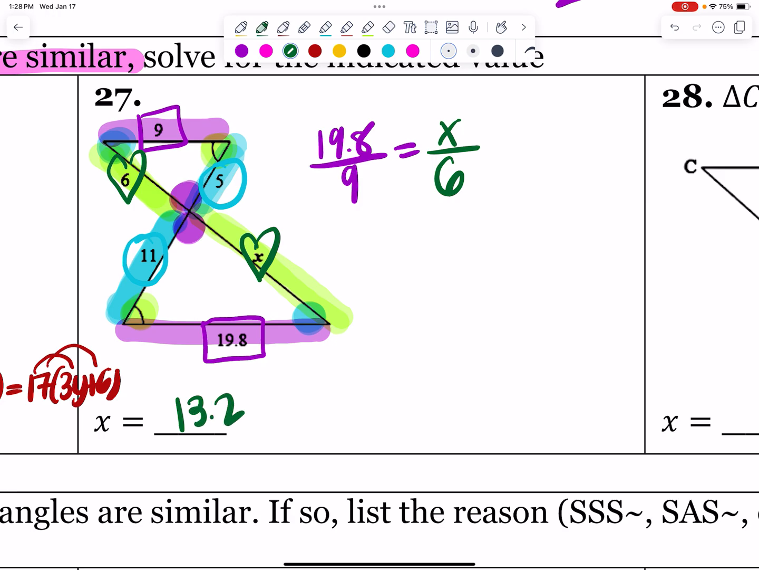13.2. You would get the same thing had you worked with 11/5 instead. So whenever you cross multiply, again, come see me if you need help with that, but that's 19.8 times 6 and then divided by 9, which is 13.2. I do want to show you that this works out the other way as well.